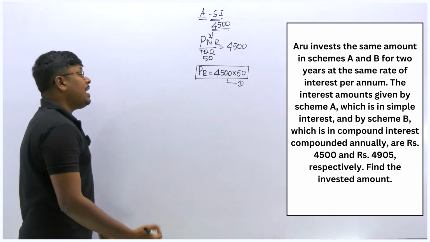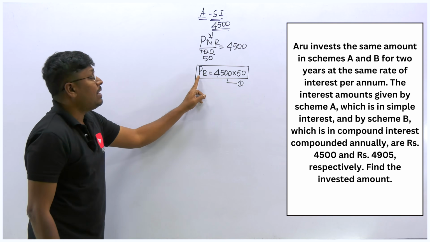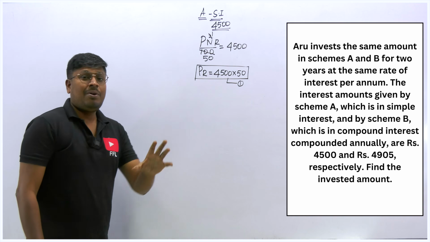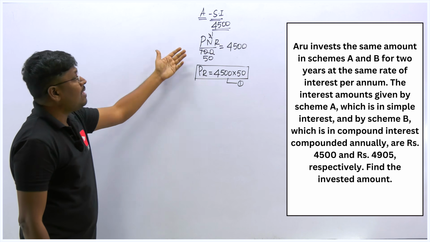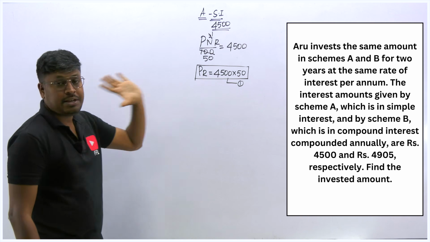If you can, you can simplify. You can write only the principal divided by r. But according to me, we can't simplify further. Let's keep this as equation 1.